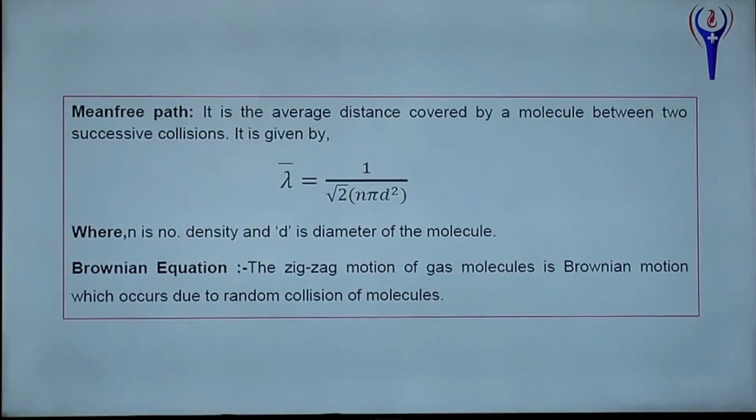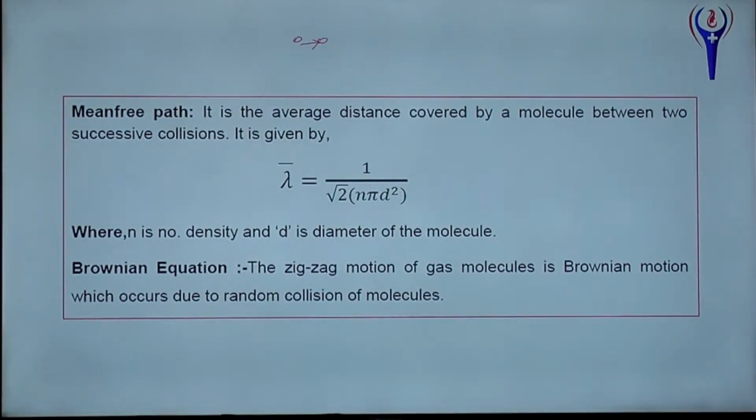Mean free path. Mean free path is the average distance covered by a molecule between 2 successive collisions. That is called mean free path. Average distance covered by a molecule between any 2 successive collisions. As we said, according to kinetic theory of gases, molecules are moving randomly in all directions. So during that it undergoes elastic collisions. All that we discussed in kinetic theory of gases. Okay. So it is the average distance covered by a molecule between 2 successive collisions.